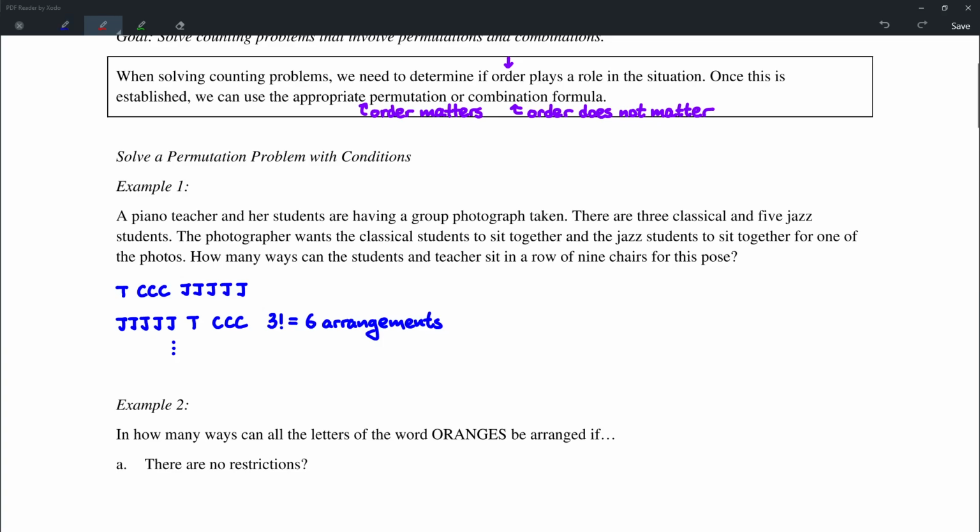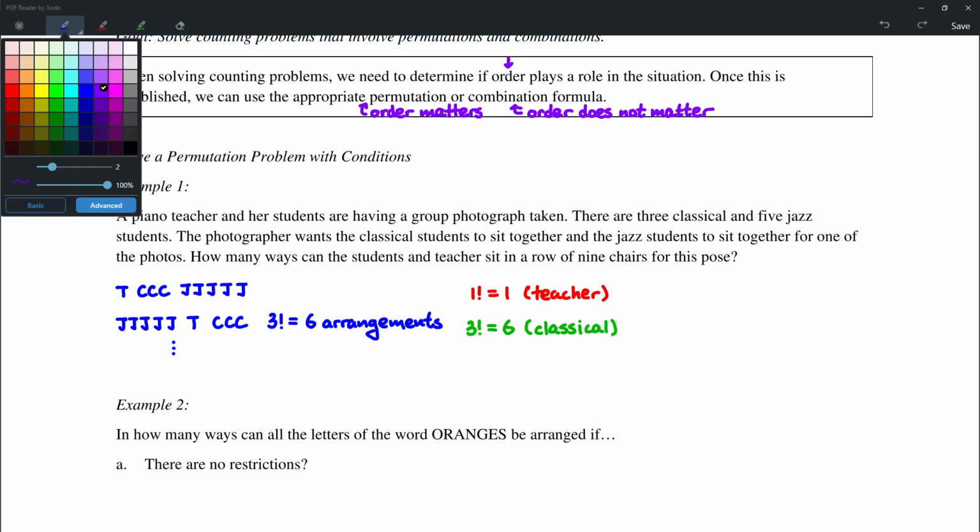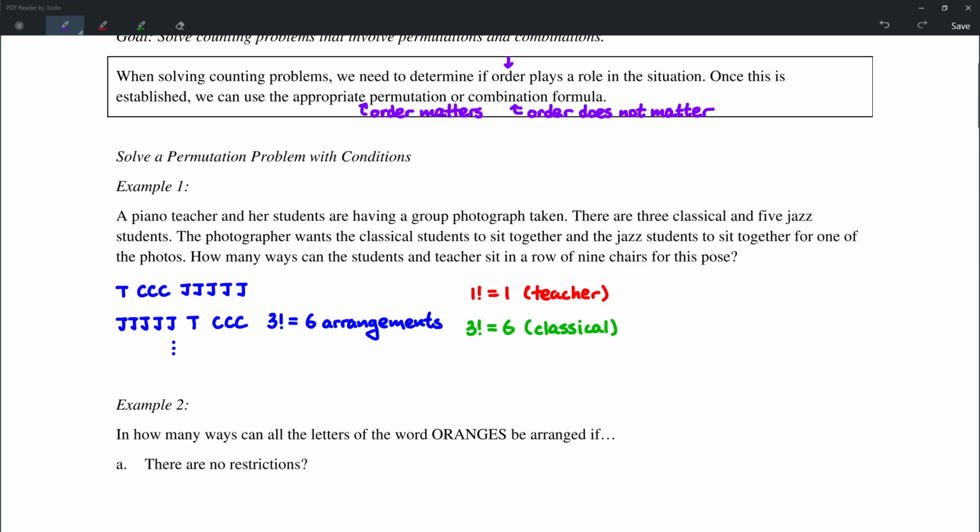Now, of course, there's only one factorial, or one way to arrange the teacher. There are 3 factorial, or 6 ways to organize the classical students. And finally, there are 5 factorial, or 120 ways to organize the jazz students.